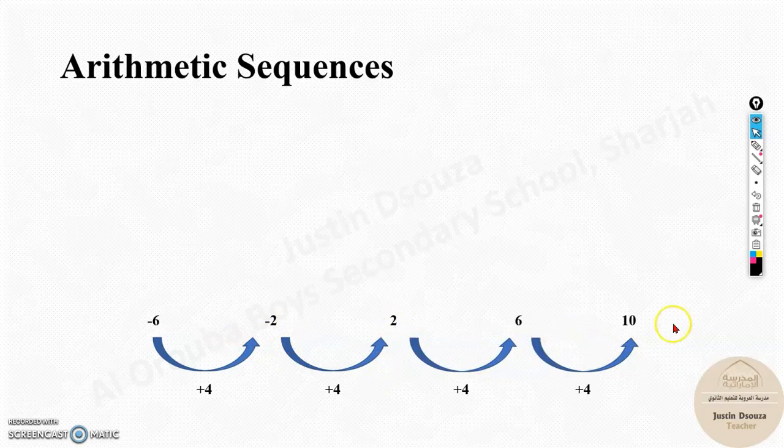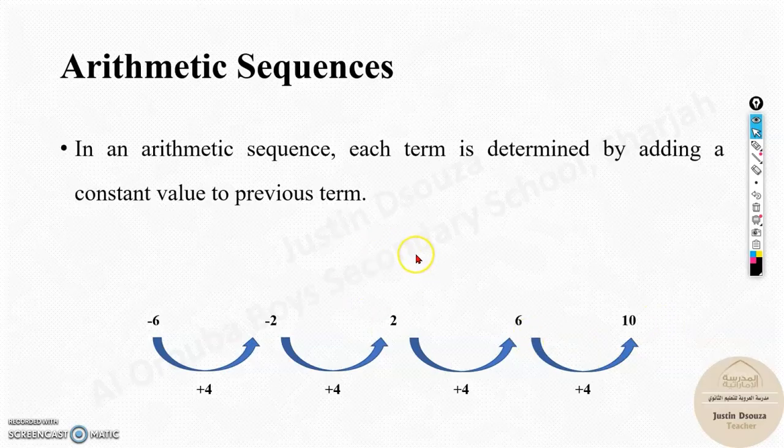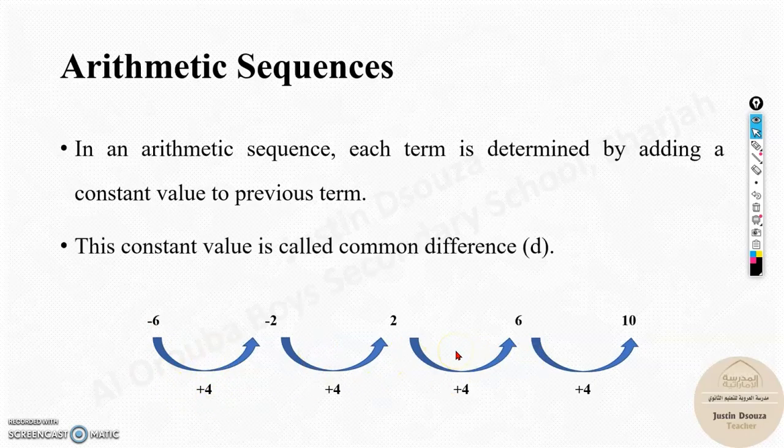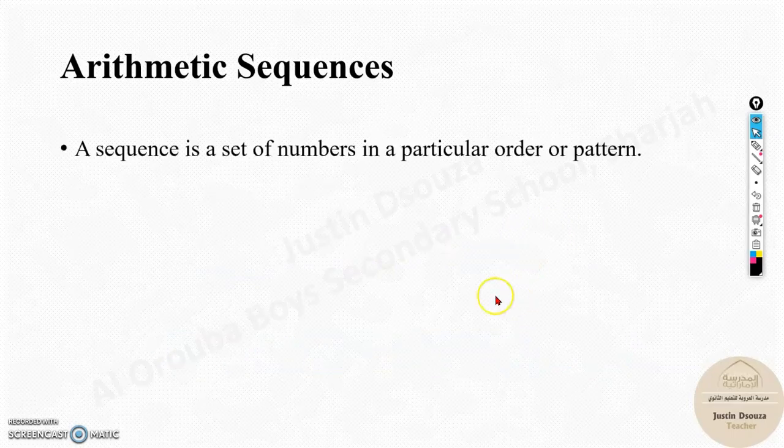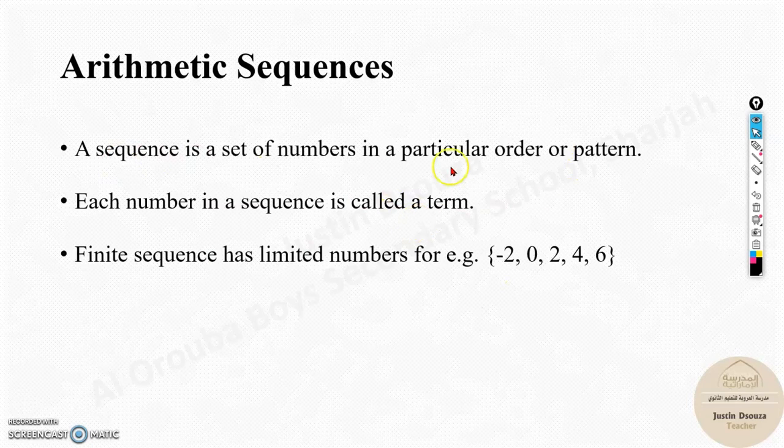you get these numbers. So now in an arithmetic sequence, each term is determined by adding a constant value to the previous one. A constant value does not change; the same number is being added. That is what it means in an arithmetic sequence. And this number which we add, the constant value, is the common difference, denoted by d. And over here, these usually have a particular order or pattern, and we can find them.